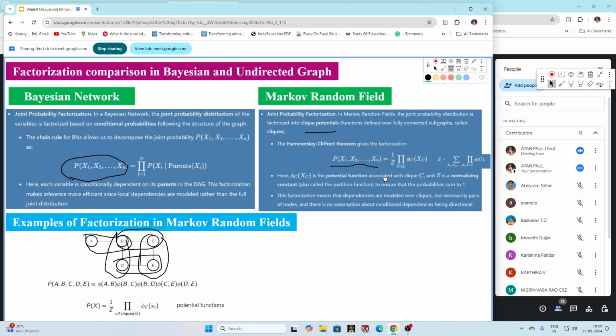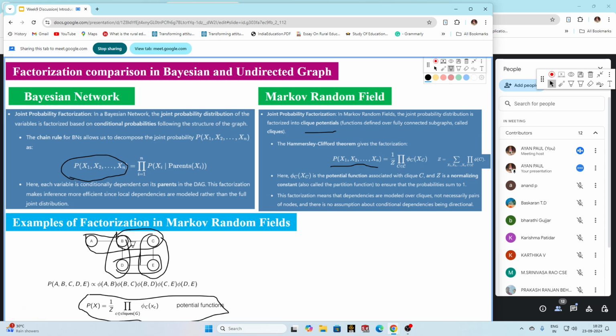Now how will we calculate our probability? The probability will be 1 by z into the multiplication of all the click potentials: click potential of AB, of BC, of BD, DE, and CE. That is how we will write our probability.